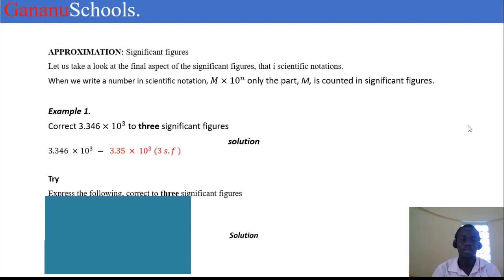Now let's look at the final aspects of this lesson. Example 1, correct 3.346 times 10 exponent 3 to three significant figures. Our solution. Now, we realize that we've not changed anything relating to the exponent. The only thing that was affected was these figures. We had 4 significant figures, but now we have 3. Since the 6 is more than 5, we have to run up by adding 1 to the 5.